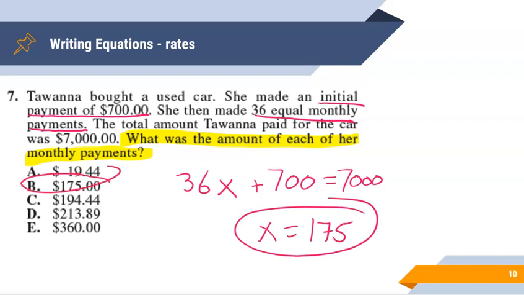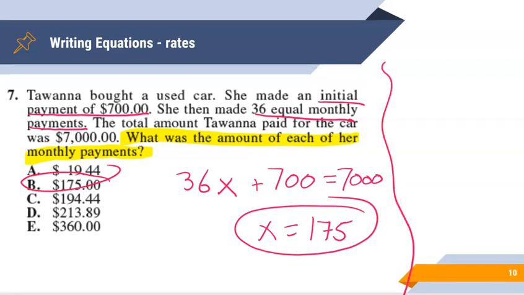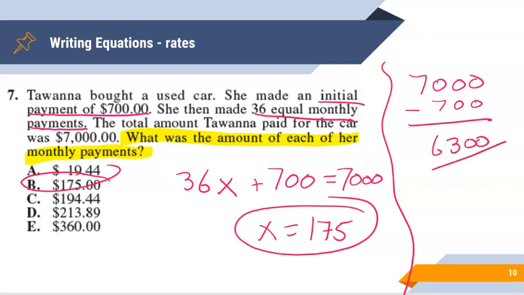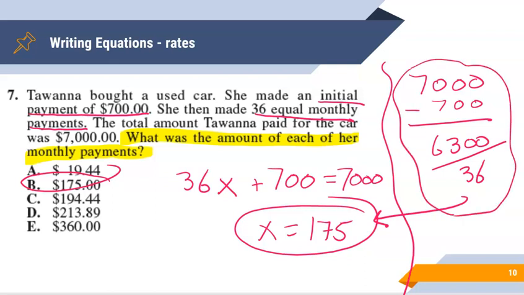Now, there's another way to think about it. It's really the same idea. You could think about the $7,000 that she owes for the car, and she pays $700 for that, which gives us $6,300. And then if we divide that by the 36 payments, we'll still get 175. Really, this is the equation being solved, but some people like doing it like this instead. Totally up to you. All right, next question is yours.